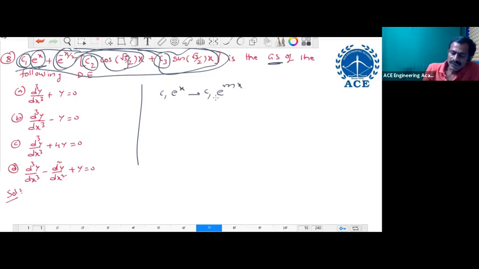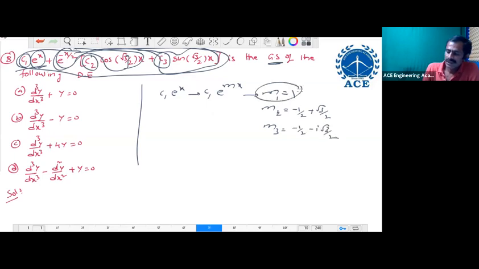C1 into e power x is in the form of C1 into e power mx. So from this, one of the roots is m equal to 1. Next, the other 2 terms are like this, e power ax into c1 cos bx plus c2 sin bx only. So the other 2 roots are complex roots only. Suppose m1 equal to 1, m2 equal to minus 1 by 2 plus i root 3 by 2, and m3 equal to minus 1 by 2 minus i root 3 by 2. These are the 3 roots. From the given solution, we write the roots like this only.